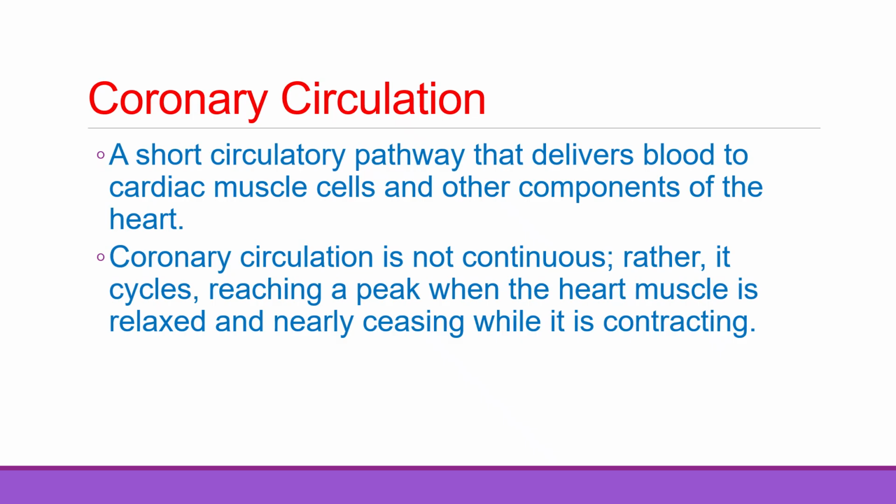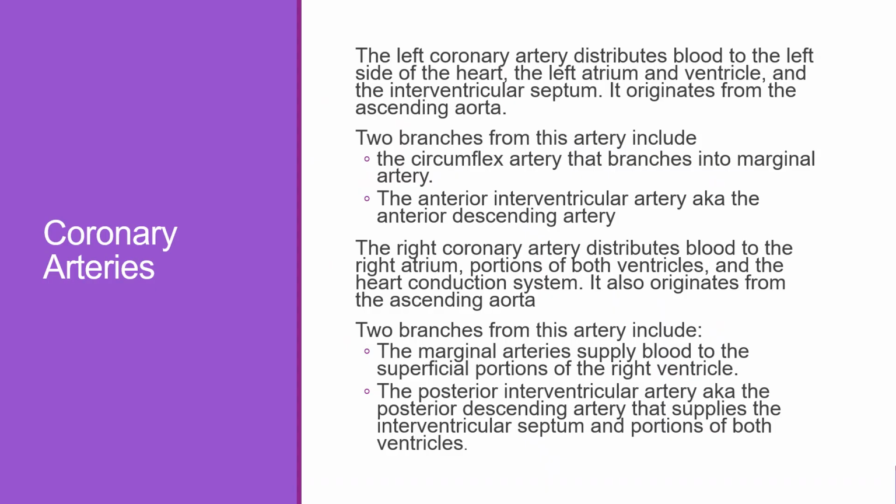There are some other circulatory routes that we need to talk about. The coronary circulatory route is a short circulatory pathway that delivers blood to the actual heart muscle, the myocardium itself, and other components of the heart. It is not continuous. Rather, it cycles and reaches a peak when the heart muscle is relaxed and nearly ceases when it's contracting. So it's like it's pulsing with the heartbeat itself. So what is this pathway?